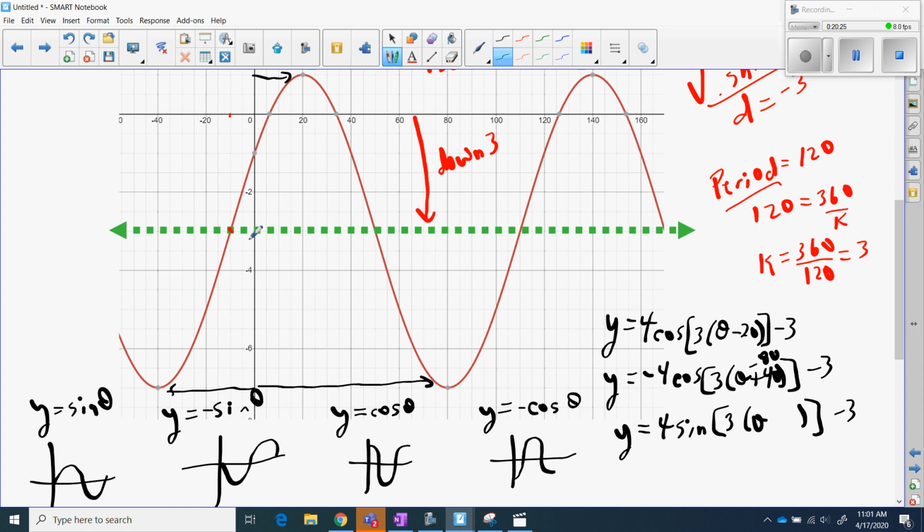Well, it's not at 0 because 0 is right here. So it's actually moved left, right, left, 10 degrees. So left 10 is a plus 10. Now somebody else may say, well, I went way over to here to get the pattern. No problem. That's right too, because that's going up, down, back to the middle.